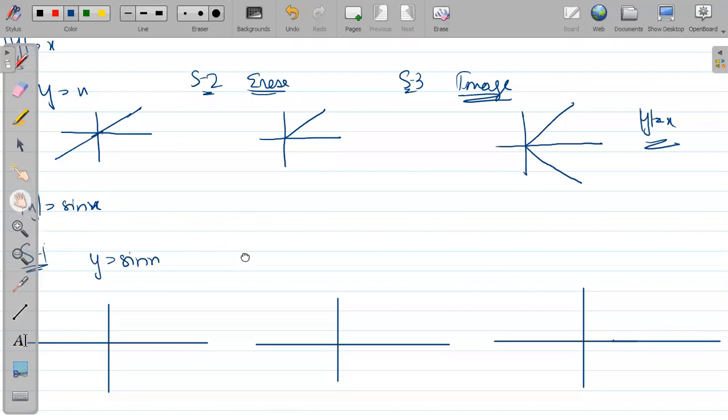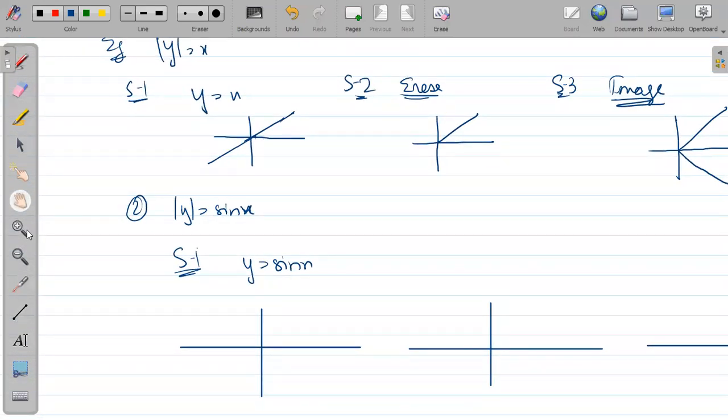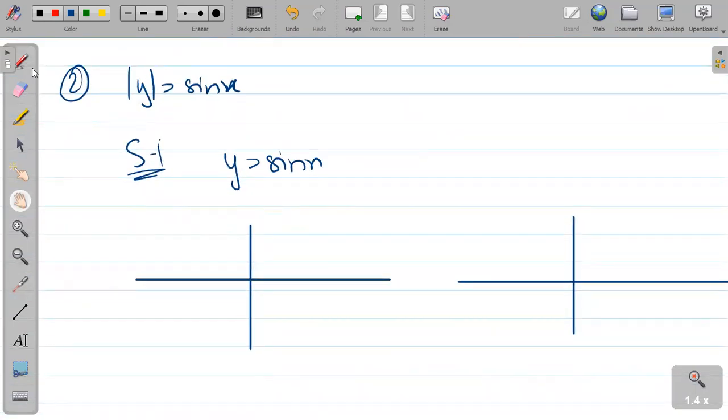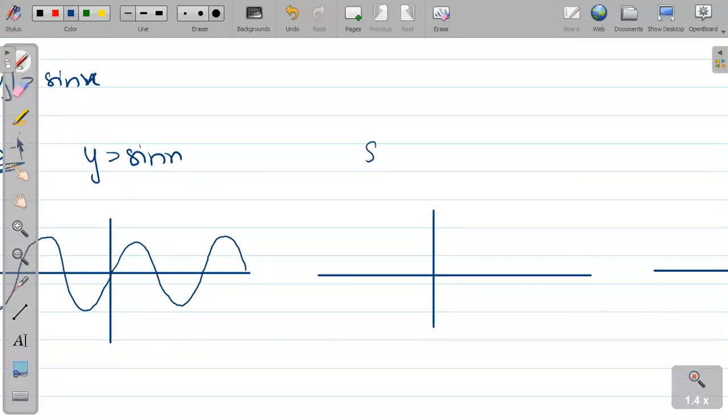Okay. Let me draw the graphs. So already we know the graph of sin x. That's very simple, sir. Is it not the graph of sin x? So yes, it is. First step is done. Second step is remove. Erase the negative y part.